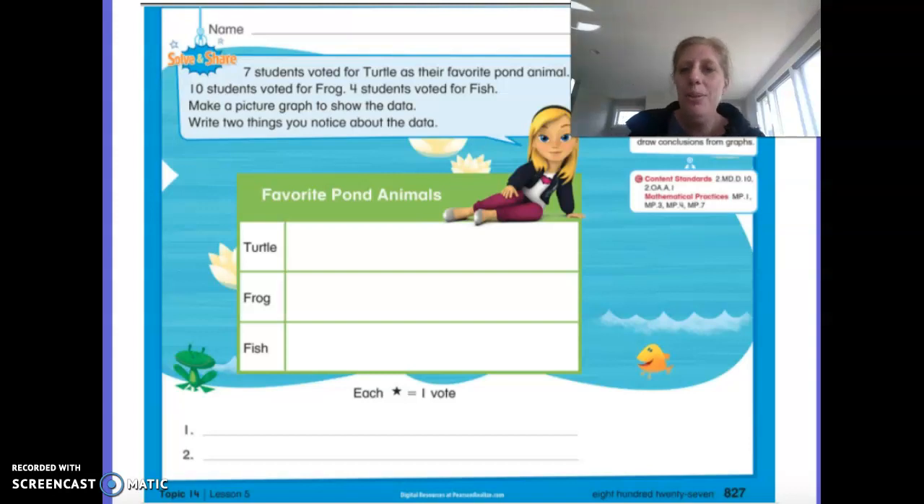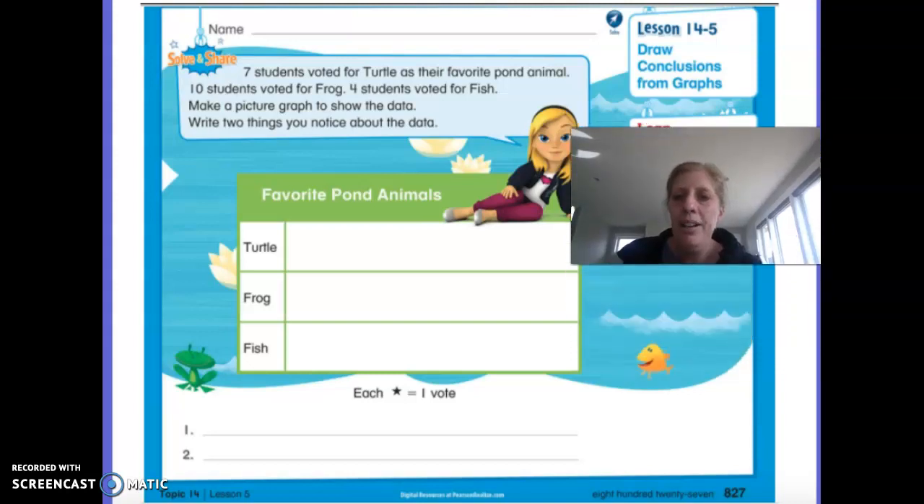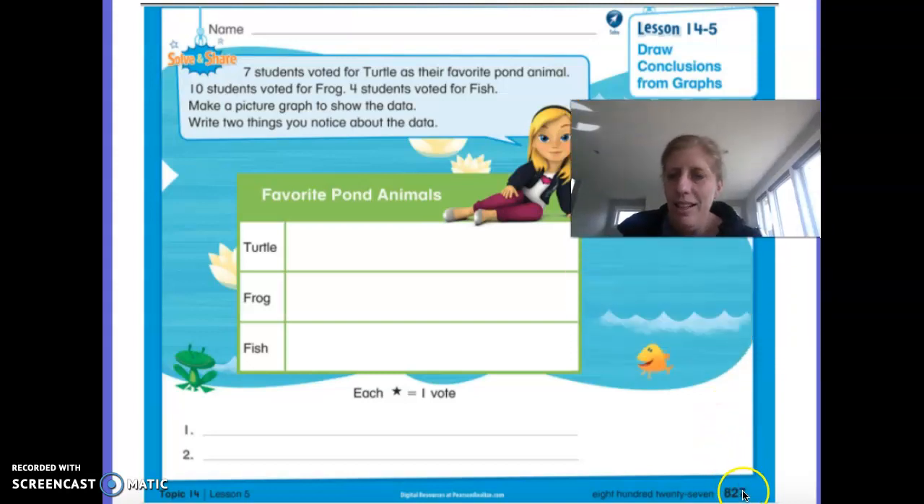We're going to start with lesson 14.5 today. After this lesson, you'll be able to say, I can draw conclusions from graphs. All right, this starts on page 827. Let's take a look at the solve and share.